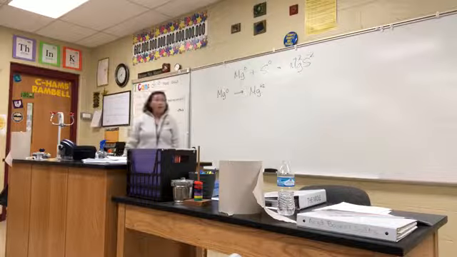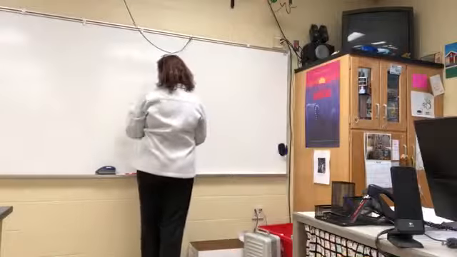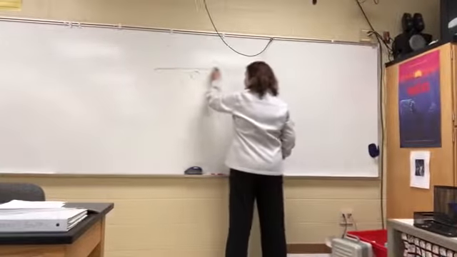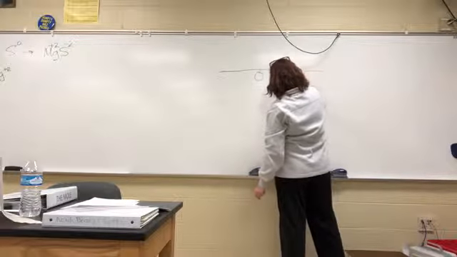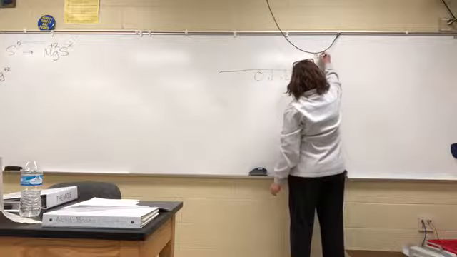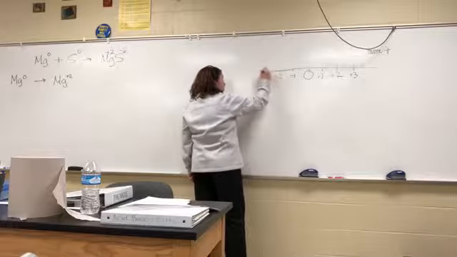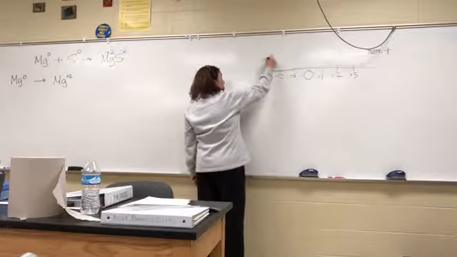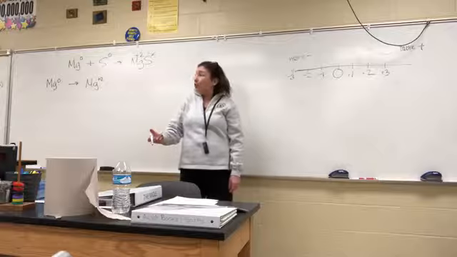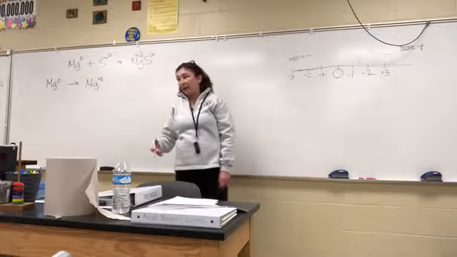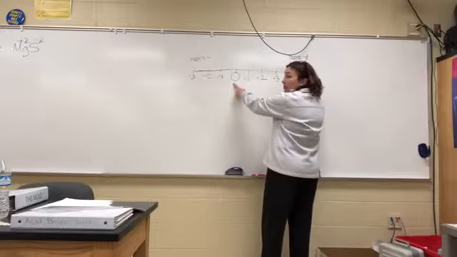Losing. It's losing electrons. So think about it this way. Think about a number line. So if I have 0 and I have 1, 2, 3, and these are all positives, so this is becoming more positive. Then you have negative 1, negative 2, negative 3. This is more negative. Well, the only way you become more negative is by gaining electrons. The only way you become more positive is by losing electrons. So if I'm going from 0 to plus 2, I'm becoming more positive.